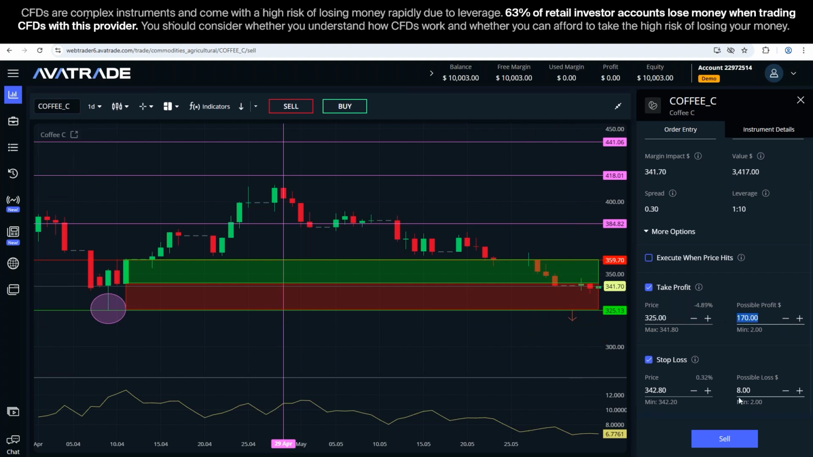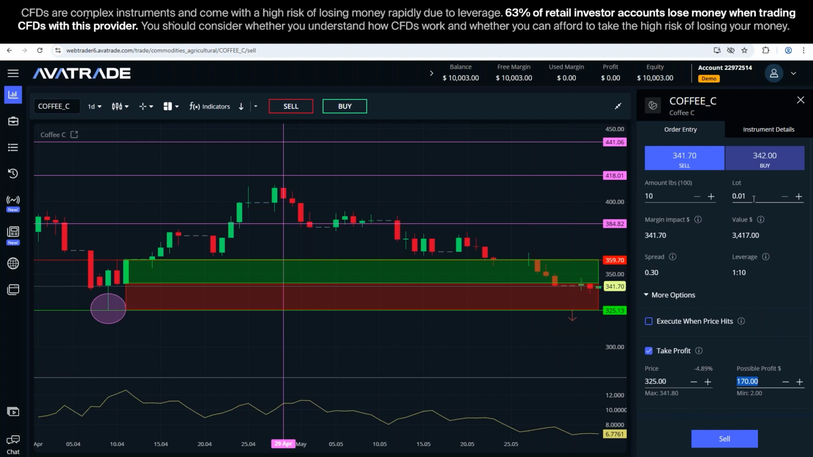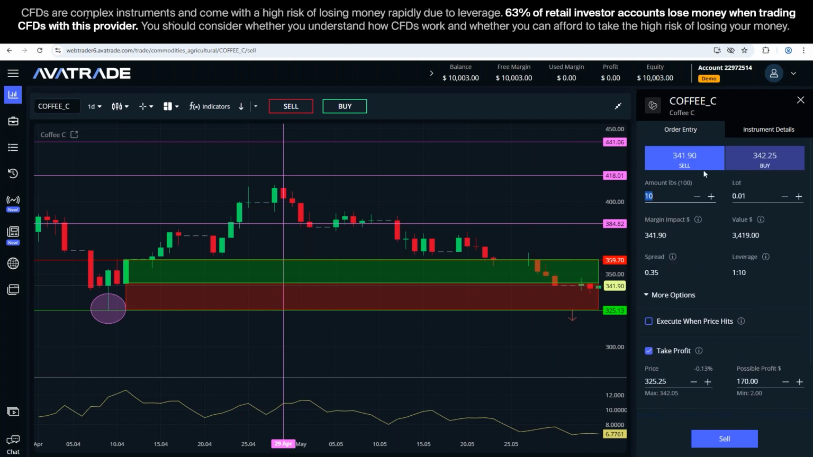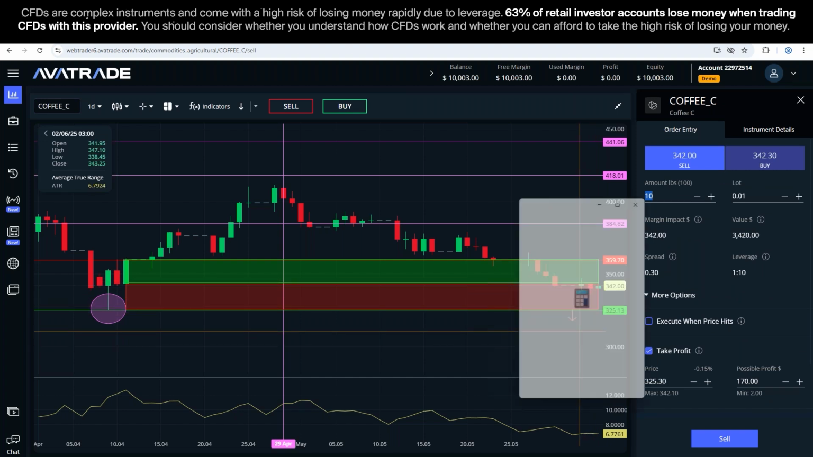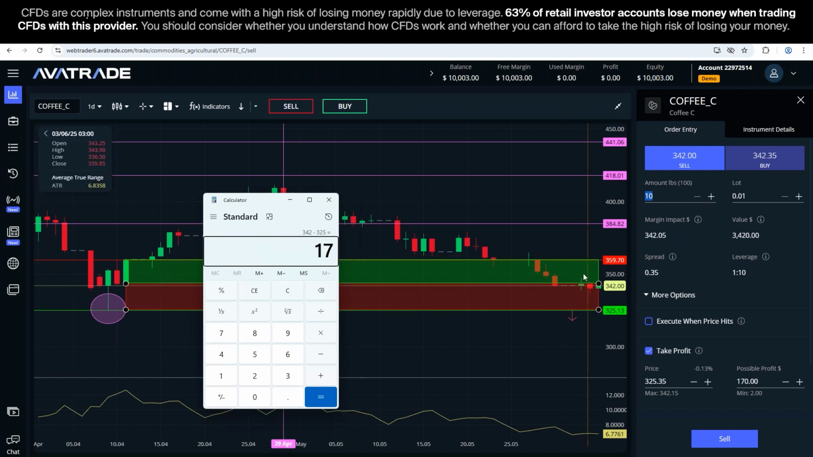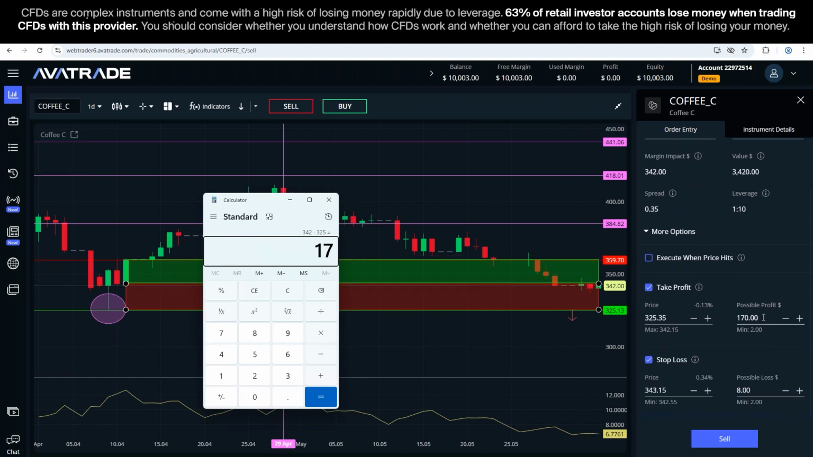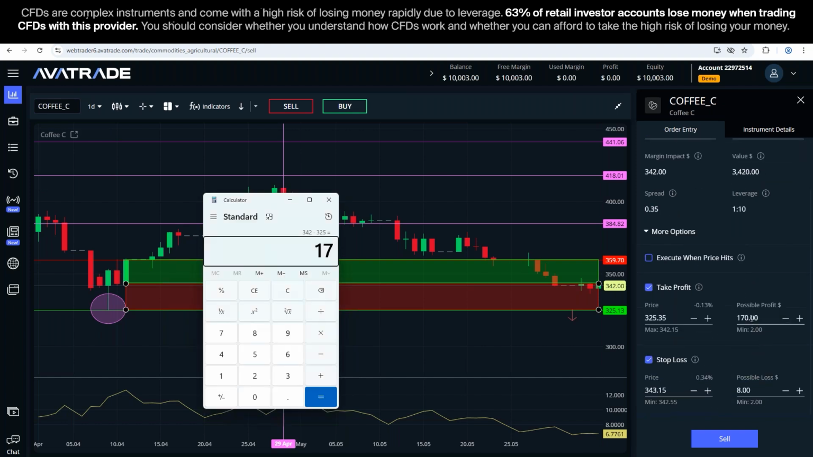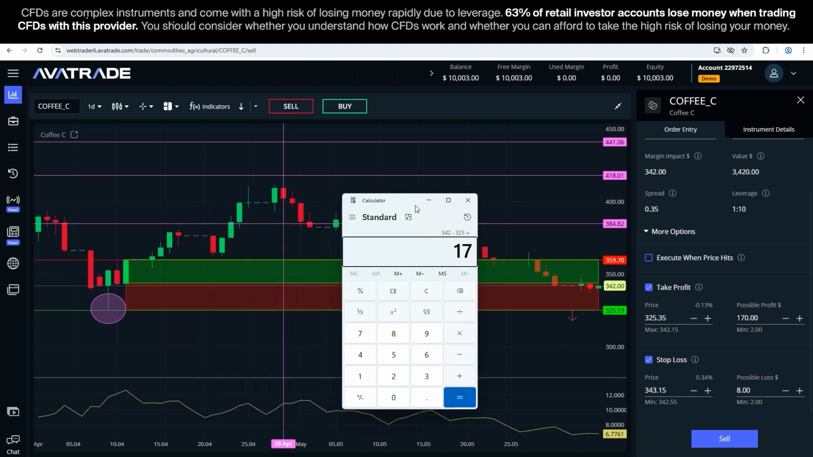Okay, I can make 170 with 0.01. That means that with 10 units, if it goes down $17, right? Let's see how far we are. We take the current value and subtract from it the price we're aiming for. So this is $17 down, and because it's $17 down and we're holding 10 units, we're going to make 170. Okay, again, we're getting somewhere.